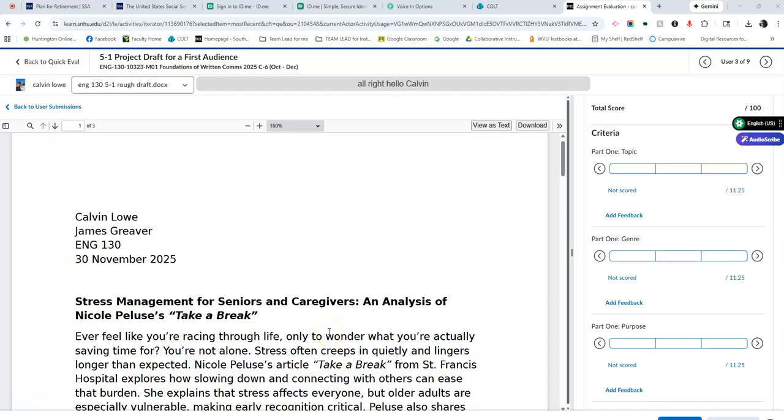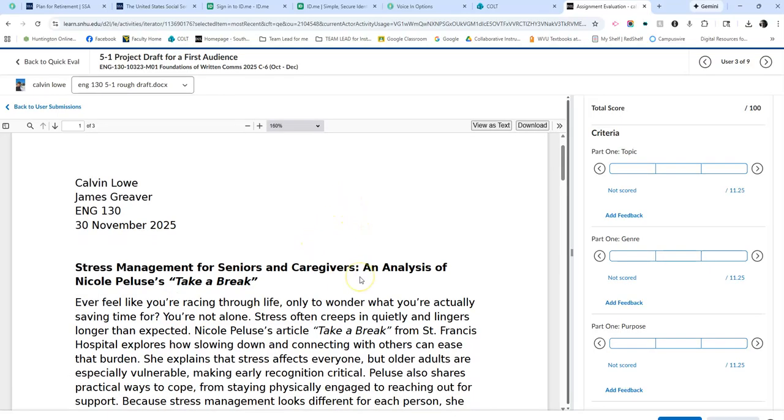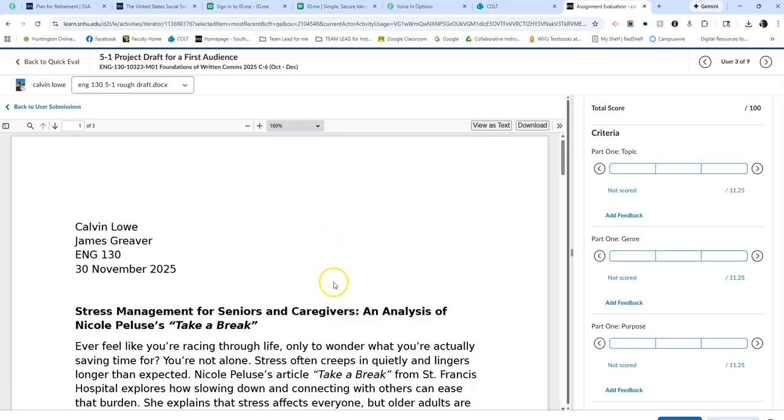Hello, Calvin. I'm taking a look now at your assignment from week 5. This is the first draft of part 1 of your final project, which you will be doing next week in week 7. So, first of all, I see that you've written yours in MLA, which looks good.